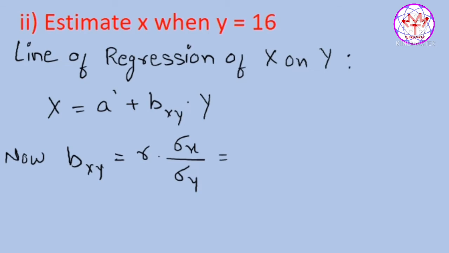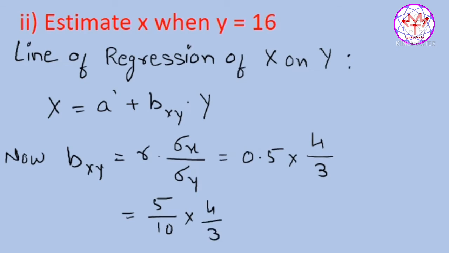So let us substitute the values. r is equal to 0.5 into sigma x is 4, sigma y is 3. So we get 5 upon 10 into 4 by 3. That is 5 ones are 5, 5 twos are 10, 2 ones are 2, 2 twos are 4. You get 2 upon 3.